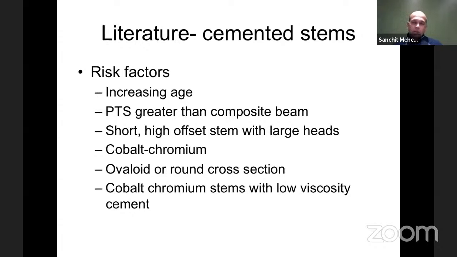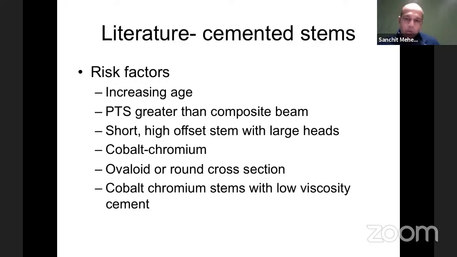Okay, so with regards to cemented stems, increasing age is a risk factor. The polished taper slip design is interestingly greater than a composite beam, again, because the wedge is being driven down all the time. The short high offset stem with large heads, presumably because it's working in a cantilever fashion, can lead to periprosthetic fractures. A cobalt chromium stem, again, is associated with more incidence of periprosthetic fractures. An ovaloid or round cross section can also be associated. And the cobalt chromium stems, especially used with low viscosity cement, can predispose to periprosthetic fractures.